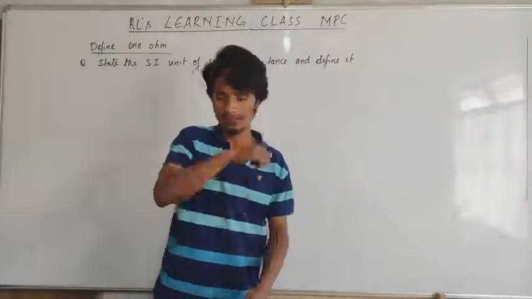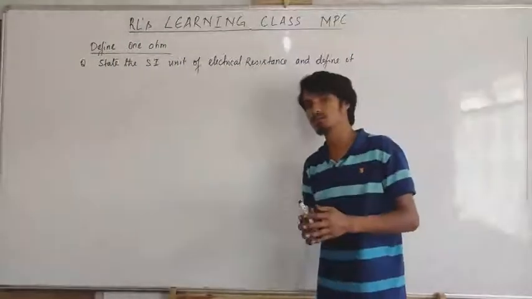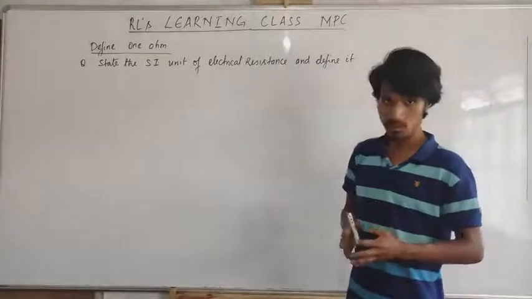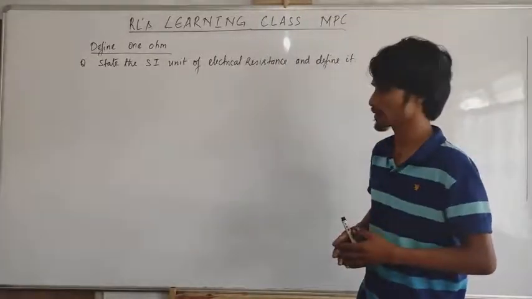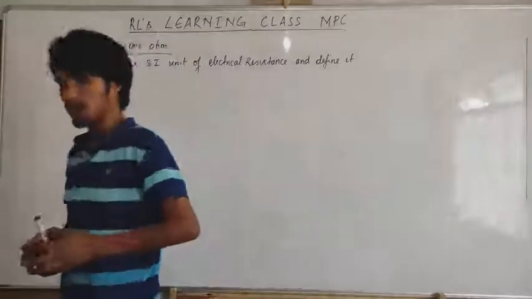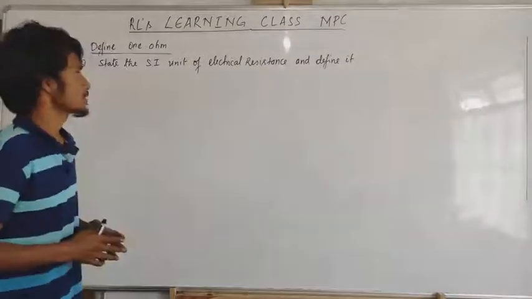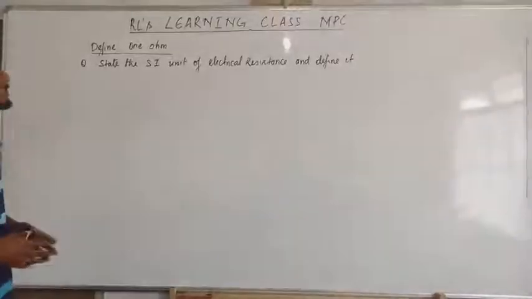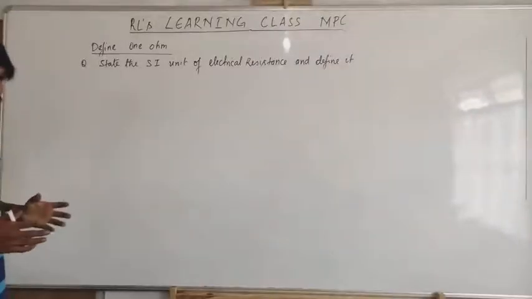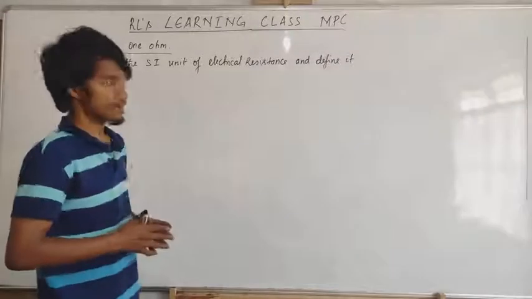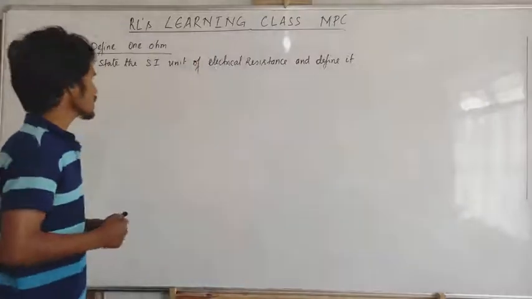Okay, now we just finished the statement of Ohm's law and the definition of electrical resistance. I already told you the sign of electrical resistance, that is ohm. And here the question is, define one ohm. Let me also give you this question: state the sign of electrical resistance and define it. The answer for this.